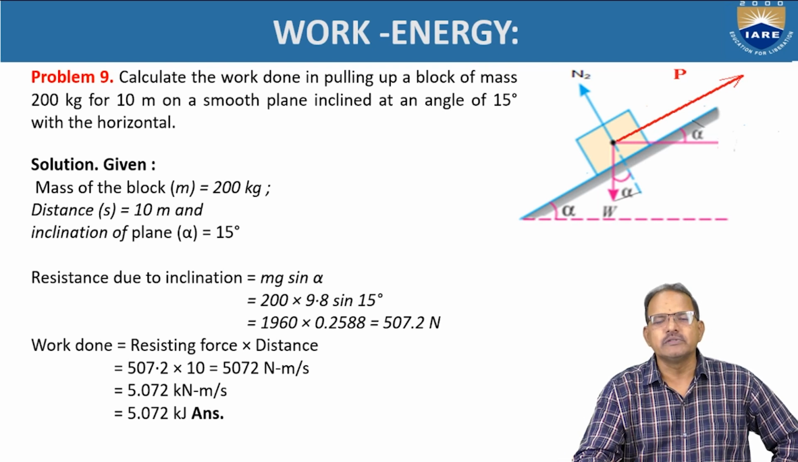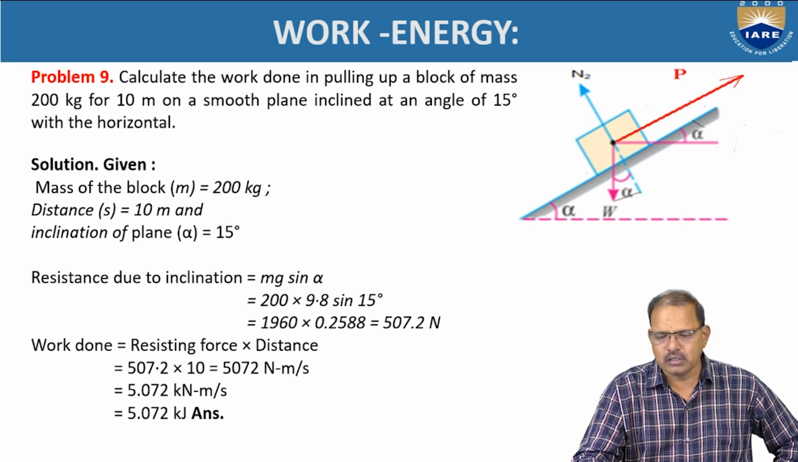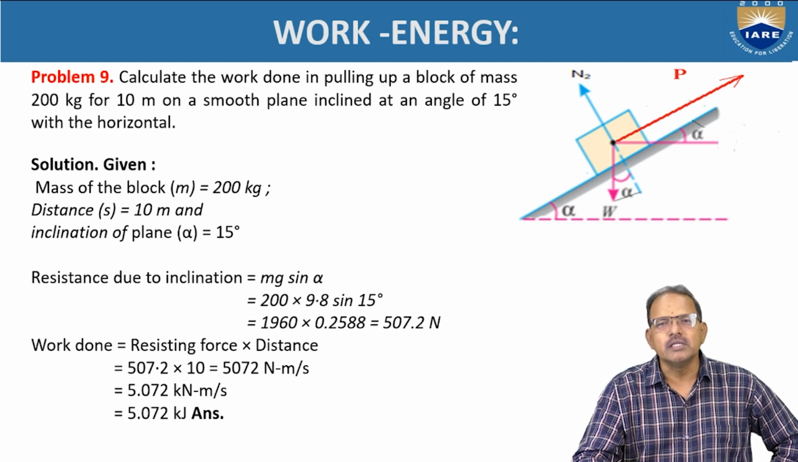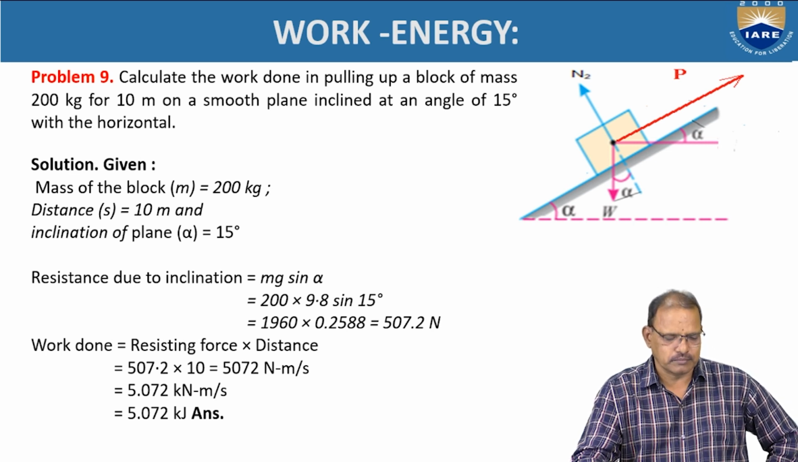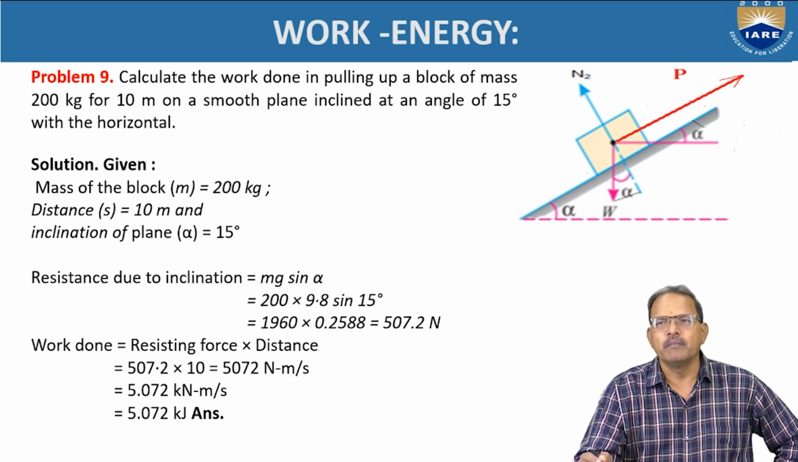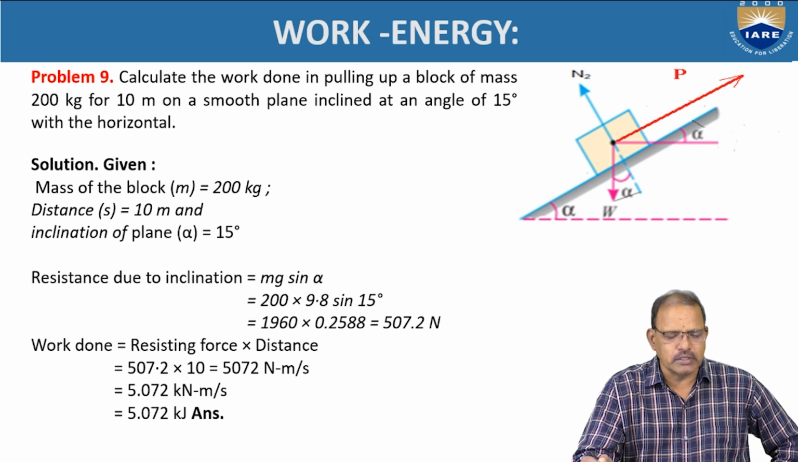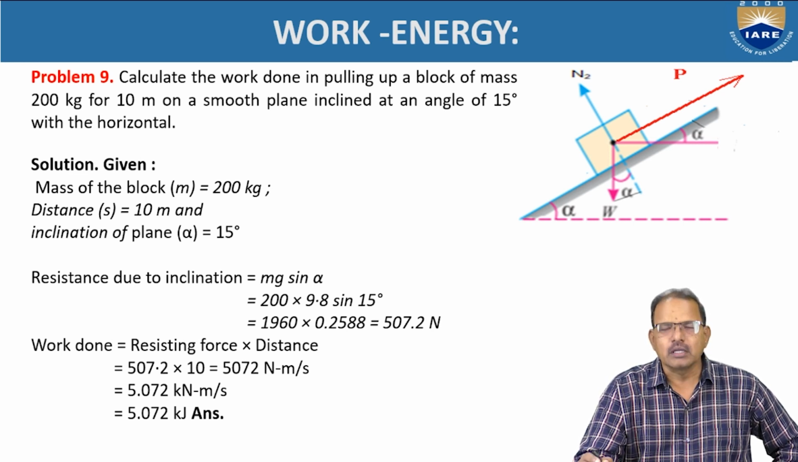So, by using this principle, we can analyze the forces which are acting on the body when the forces, initial velocity, final velocity and distance parameters are involved. Here, based on the work energy principle, calculate the work done in pulling up a block of mass 200 kg for 10 meters on a smooth plane inclined at an angle of 15 degrees with the horizontal. Calculate the work done.